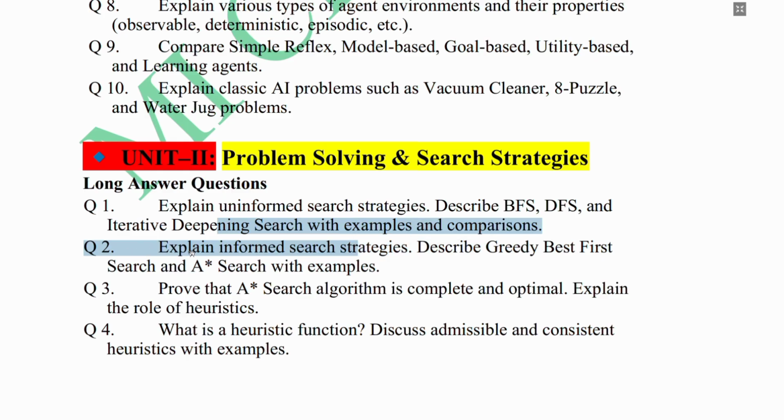The next question is: explain informed search strategy, and describe greedy best first search and A* search with example. Question number three is: prove that the A* search algorithm is complete and optimal. Explain the role of heuristics. The next question is: what are heuristic functions? Discuss admissible and consistent heuristics with example.